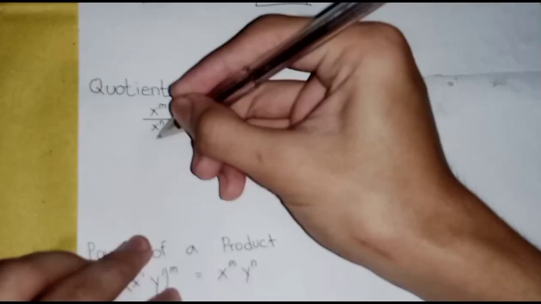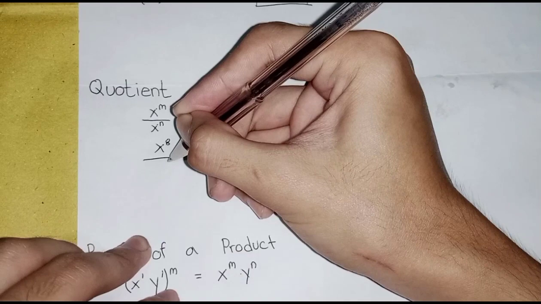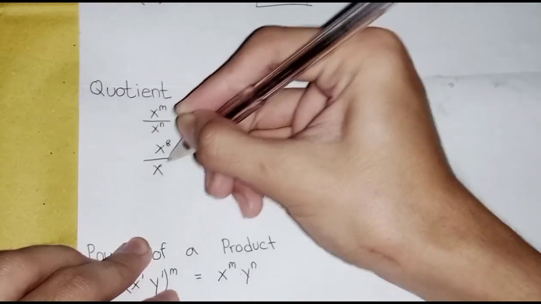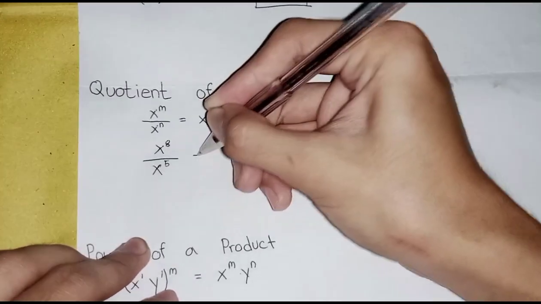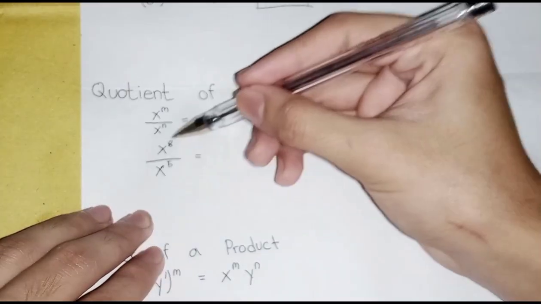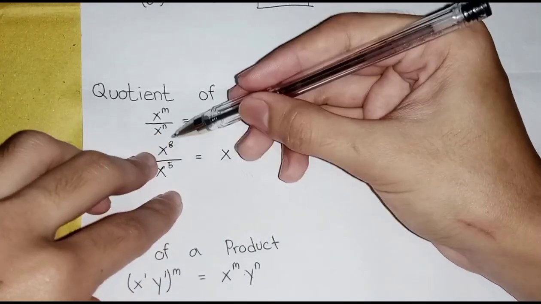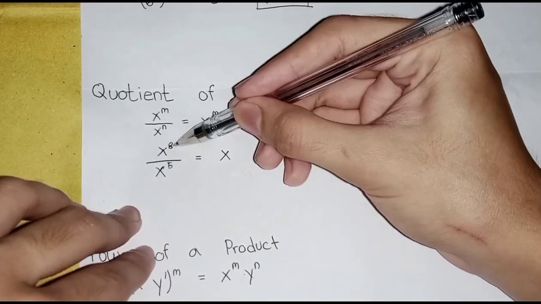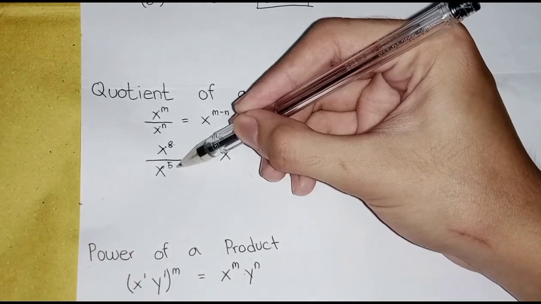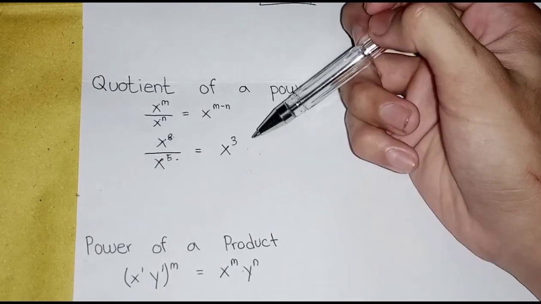Example tayo ng x raised to 8 over x raised to 5. So, ano yan? Pag-minus din natin ang exponent ng x raised to 8. So, x raised to 8 minus 5, that will be 3. Kaya magiging x raised to 3.